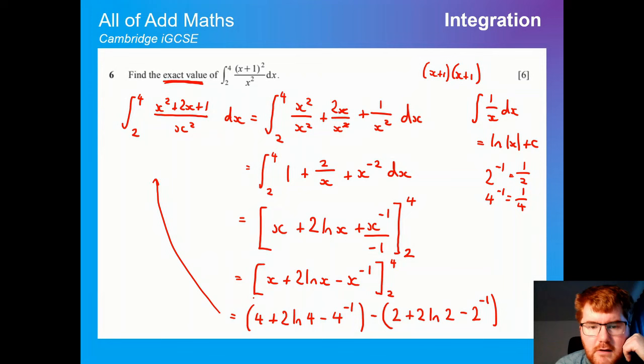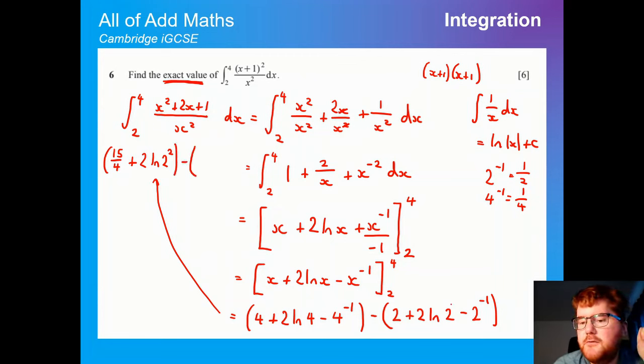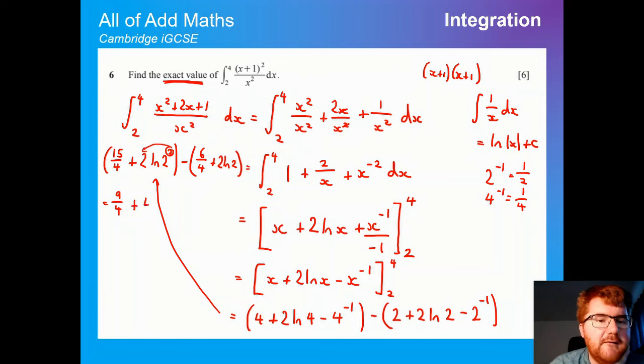If we simplify this down, we have 4 minus a quarter, so we get 15 over 4. Now this natural log of 4, I can rewrite as 2 times the natural log of 2 squared. You're going to see why that's useful in a moment. And then we're going to subtract 2 minus a half, that's 3 over 2. Now 3 over 2 is the same as 6 over 4. And we'll leave the 2 ln 2 as is for the time being. If I continue the answer here, 15 over 4 minus 6 over 4 is 9 over 4. And remember that I can bring this 2 with logs and bring it to the front. So I get plus 4 ln 2 minus 2 ln 2.